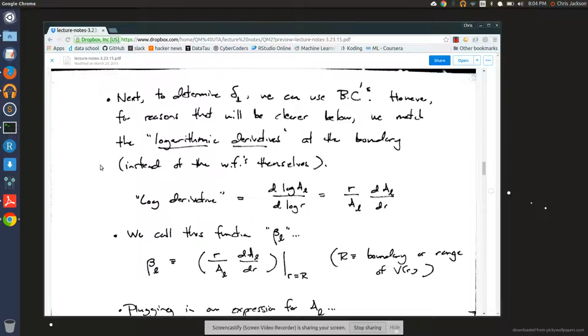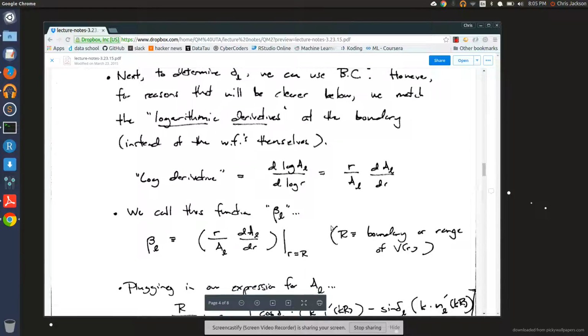Here we're going to do something slightly more complicated. We're going to match what are called the logarithmic derivatives. Okay, and you'll see why in just a minute. With a logarithmic derivative, I mean the derivative of the log of the radial wave function with respect to log of r, right? And why do I want to do that? Because if I take these differentials in, I end up with the derivative of our radial piece with respect to r, and I have this factor out in front, which is r over a_l, our radial wave function.